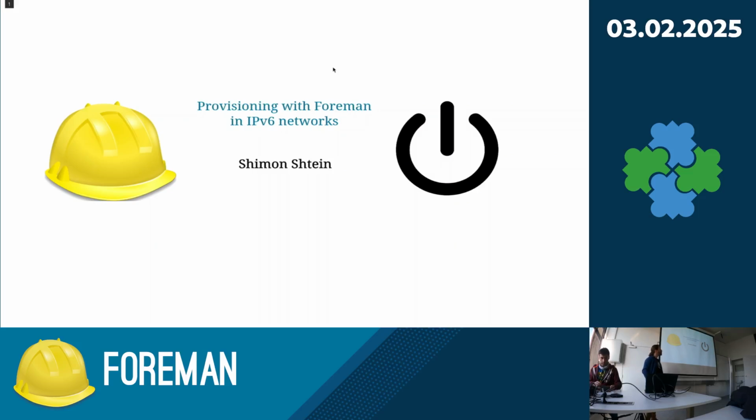Okay, so provisioning in IPv6 networks. I have started looking into that and got quite a lot of things done. We supported IPv6 in Foreman for a while already, so there was basic support for it all over the place, but I wanted to connect all the dots and actually make the provisioning possible in Foreman in IPv6 environments.